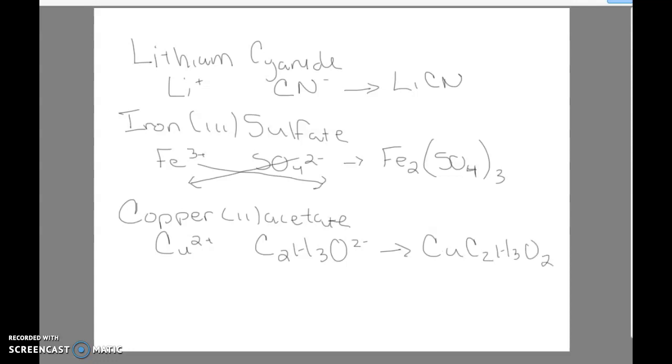All right, let's just do one more. Let's try lithium nitride. All right, so let's look at the ions. Lithium we know is Li+1. Nitride we know is N3-. These are just cation and anion straight off of the periodic table. We need 3 lithiums to balance out with the nitrogen. Okay, so this becomes Li3N.